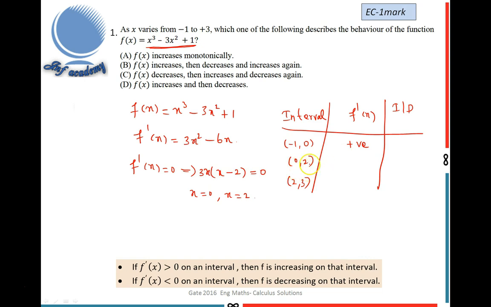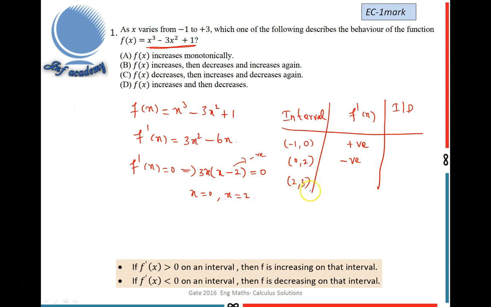Next 0 comma 2. In that interval, f dash of x is always negative, because in the middle of 0 comma 2, x is positive. This is positive, but in 0 comma 2, I put 1 minus 2. So x minus 2 is always negative. So multiplication of positive and negative is negative.